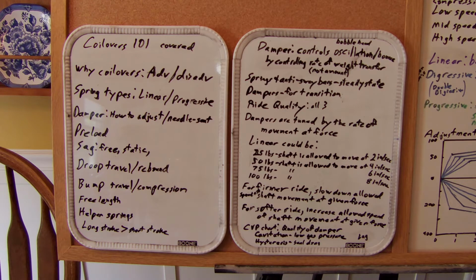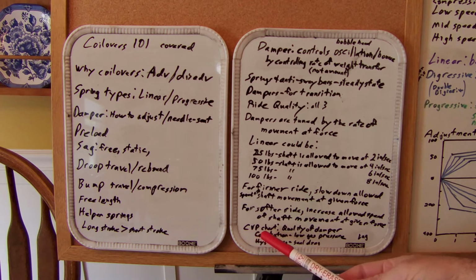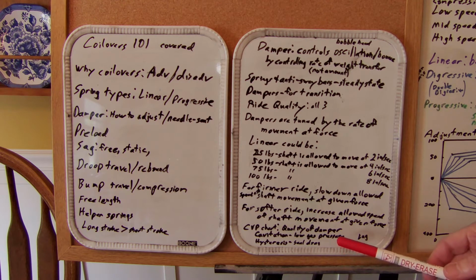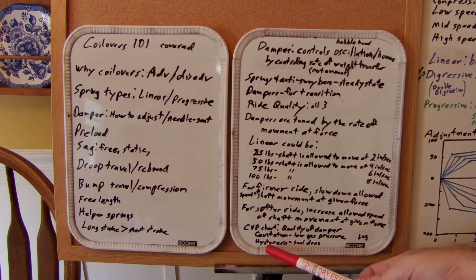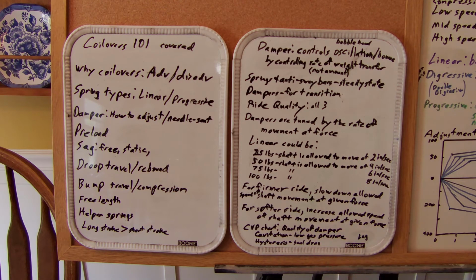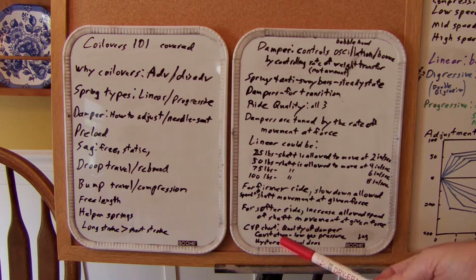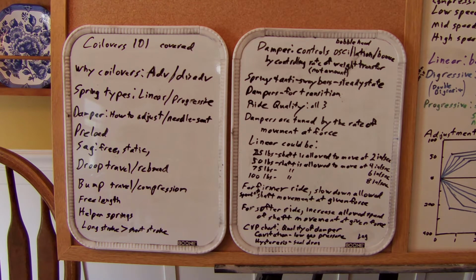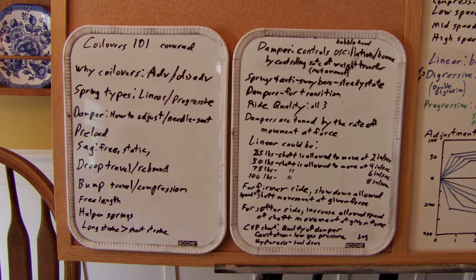And I will mention a CVP chart. We're not going to get into this, but that measures the quality of the damper, such as cavitation, low gas pressure, and hysteresis. Can be caused by seal drag. You could also have lag. So the CVP actually shows you the quality of the build. It'll take a damper at full extension, press it down to full.